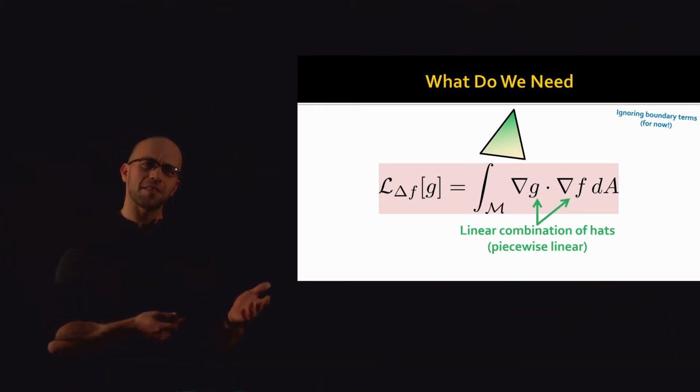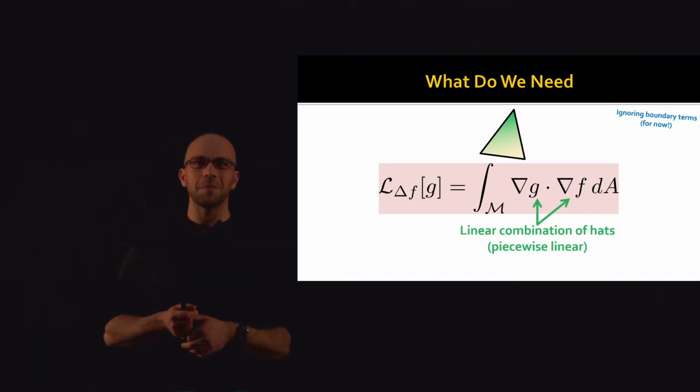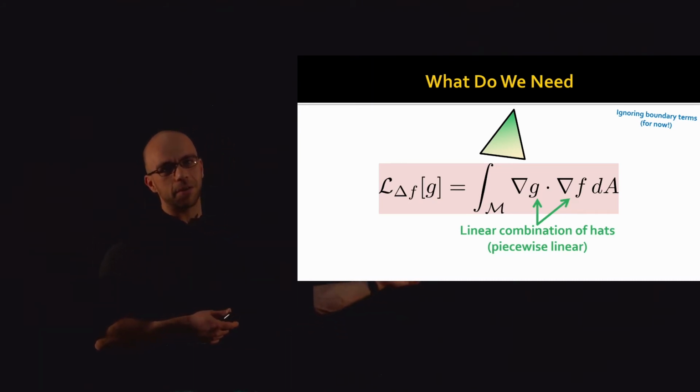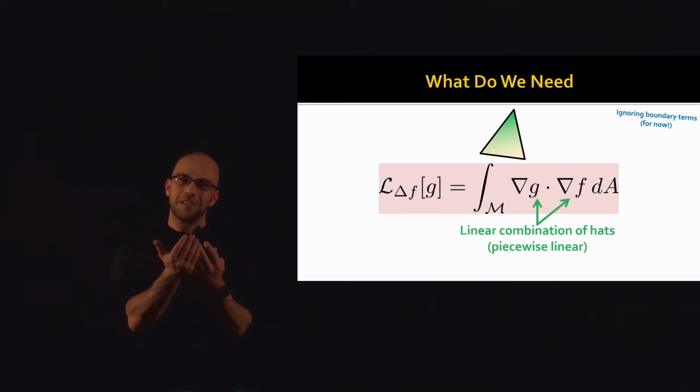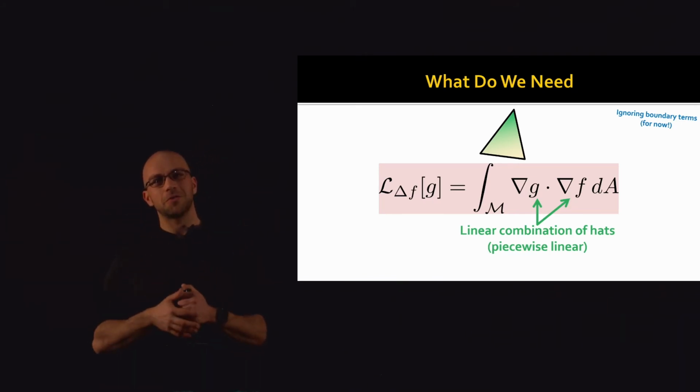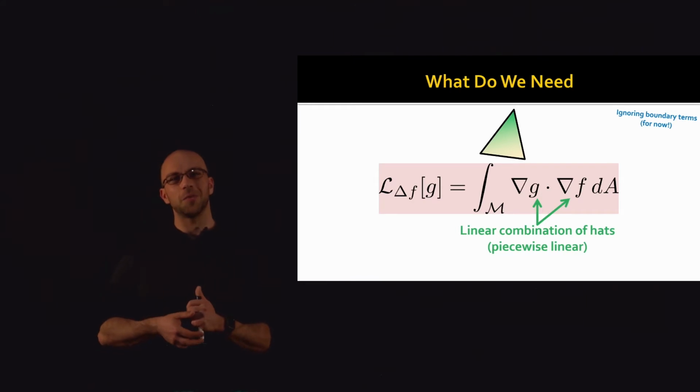By the way, when we use this sort of integrated by parts version, we call it the weak form, which is the integral of gradient of f dot product with gradient of g. Now, again, remember at the beginning of the lecture, I warned you that we're going to ignore boundary terms. So we're going to just work on surfaces without boundaries. Otherwise, you might need some extra terms in your integral. I'll let you logic your way out of that.